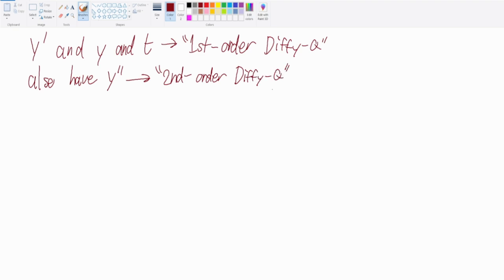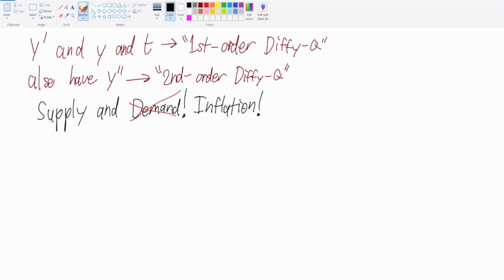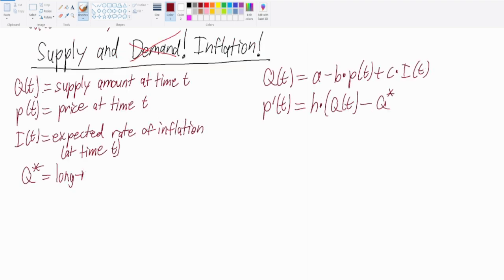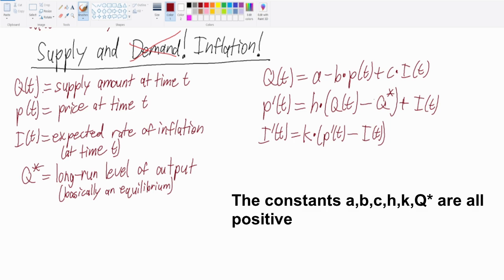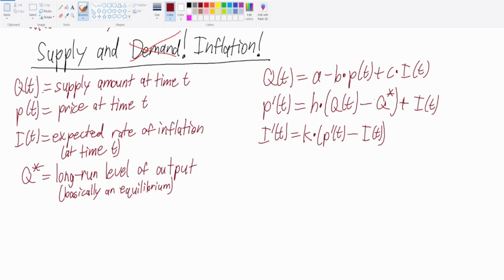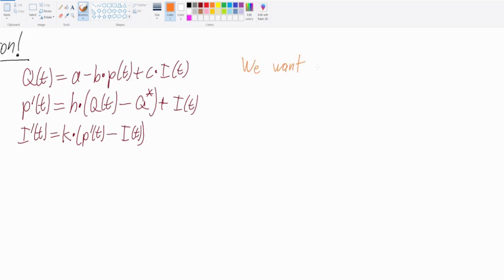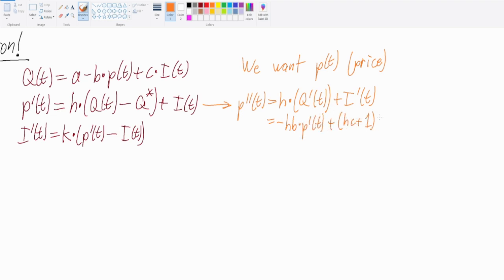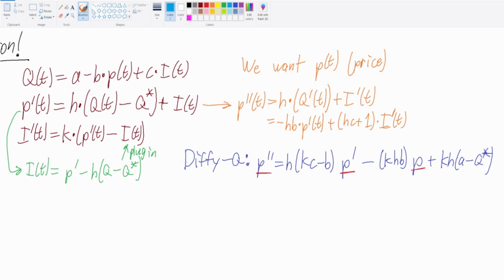So here's an example. We're going to look at supply, price, and expected rate of inflation. They're going to be related by these equations here. So right now, this looks like a bit of a mess, and it is. So let's say we're interested in figuring out how the price will change over time. To do that, we're going to take the derivative of the price function, and we're going to plug in what we know. And here we can plug in I prime of t, and we can use the price equation to solve for inflation, which gets this.